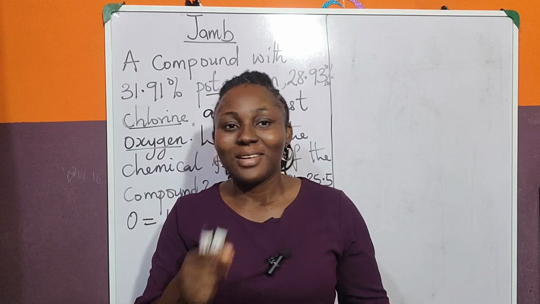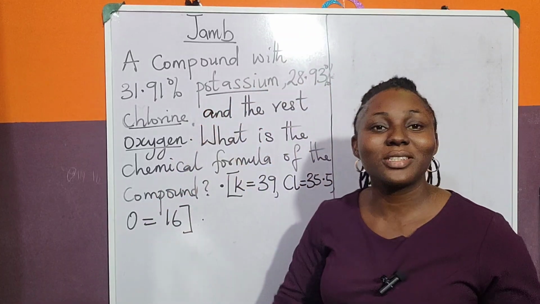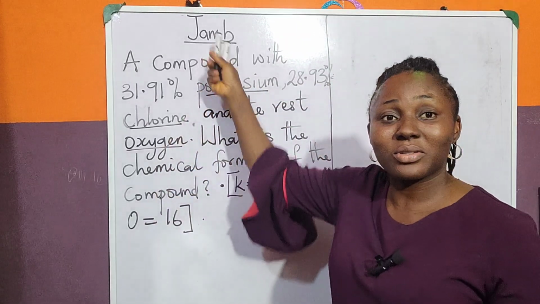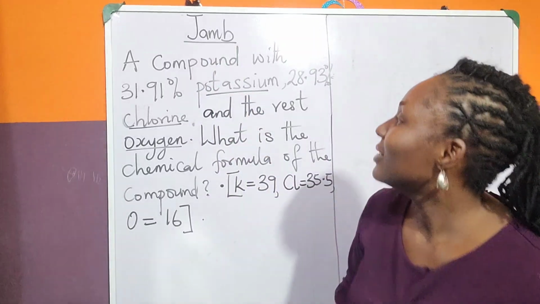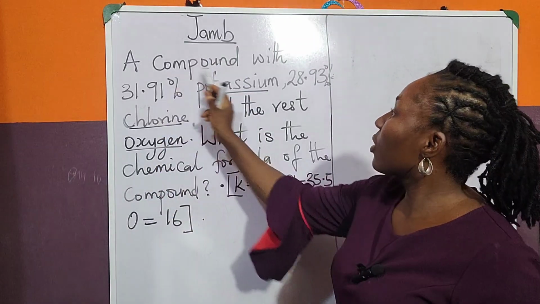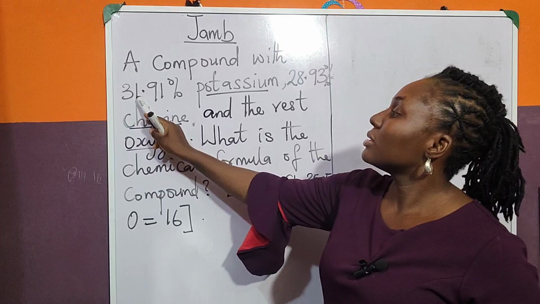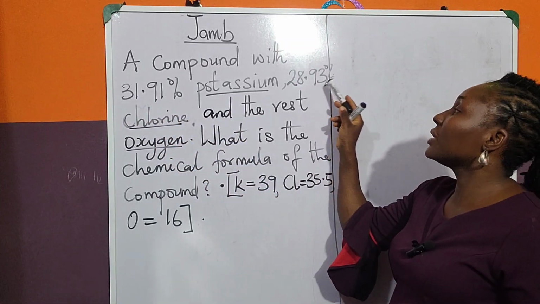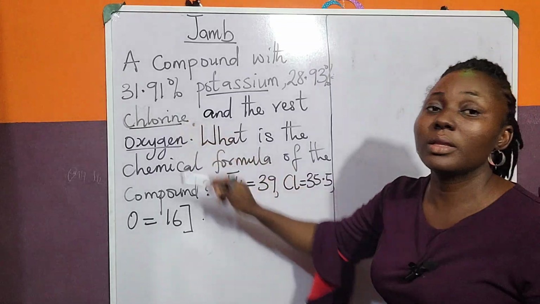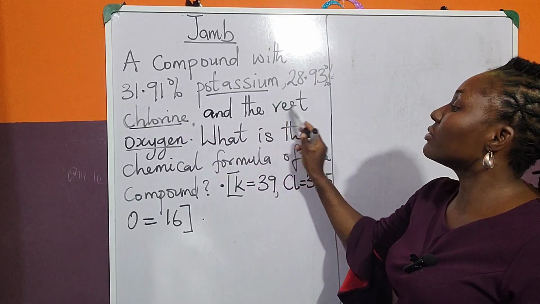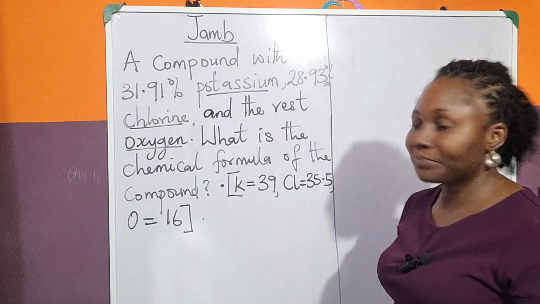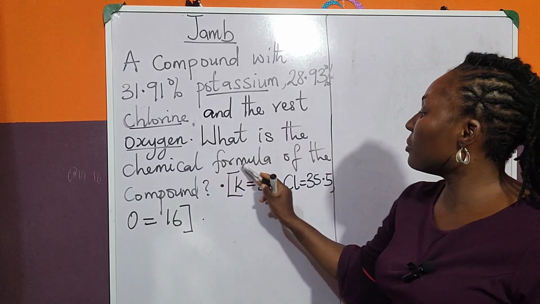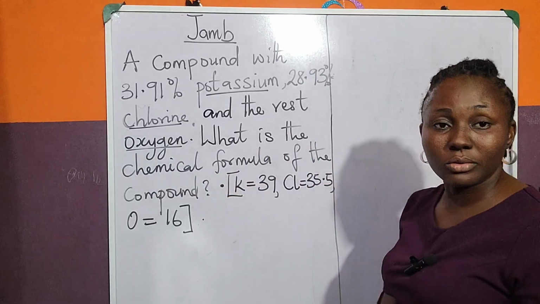Hello, let's quickly solve this question on the board. It's a question from JAM. It says a compound with 31.91% potassium, 28.93% chlorine, and the rest oxygen. What is the chemical formula of the compound?